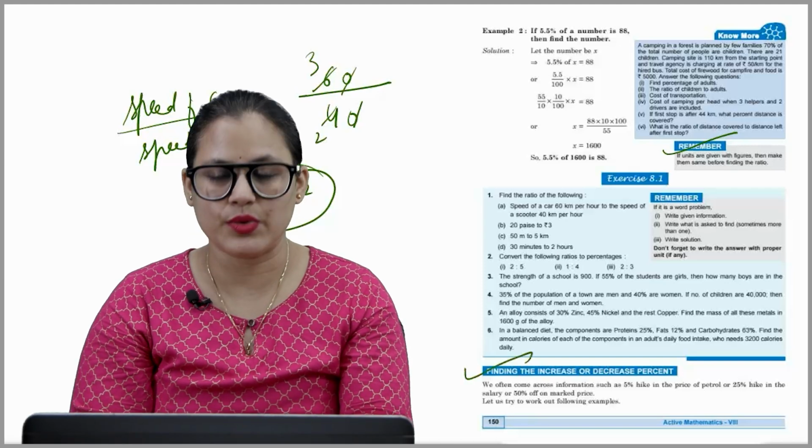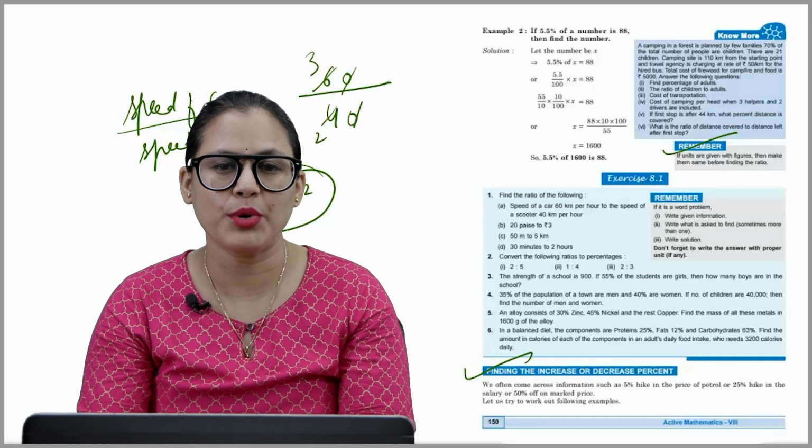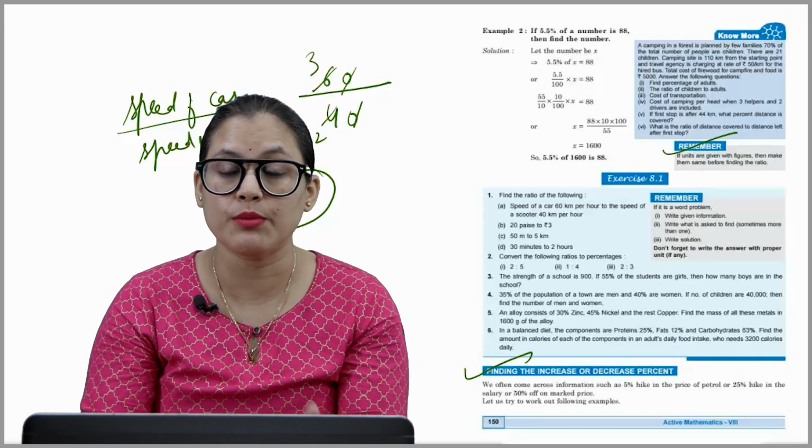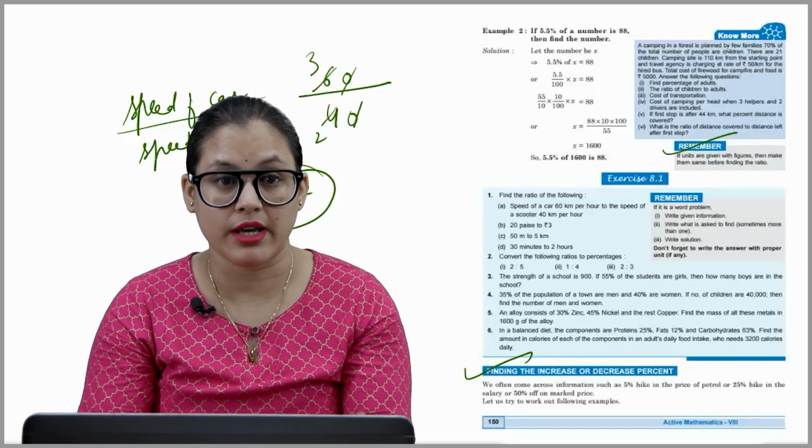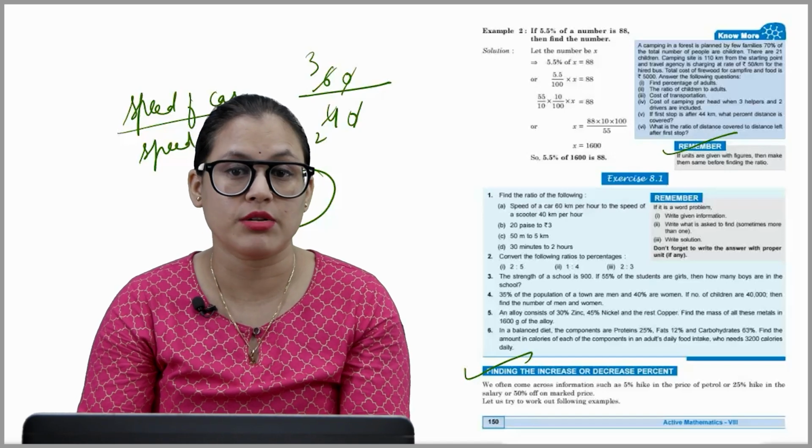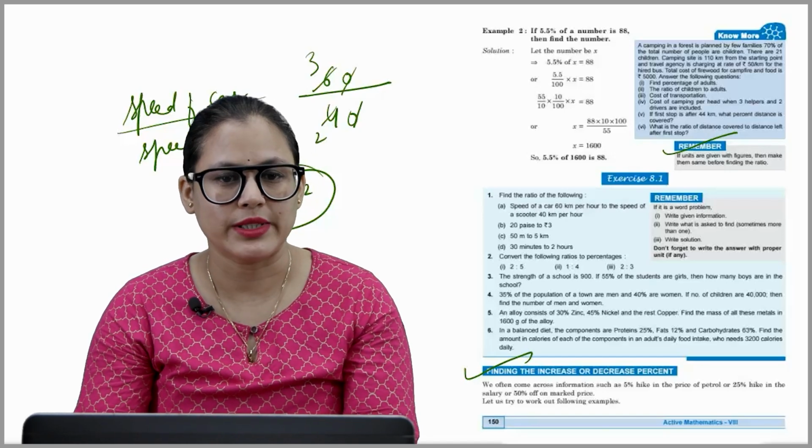Next, finding the increase or decrease percent. We often come across information such as 5% hike in the price of petrol, or 25% hike in the salary, or 50% off on marked price. Let us try to work out the following examples.